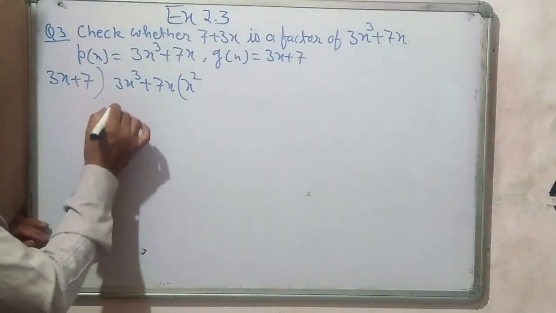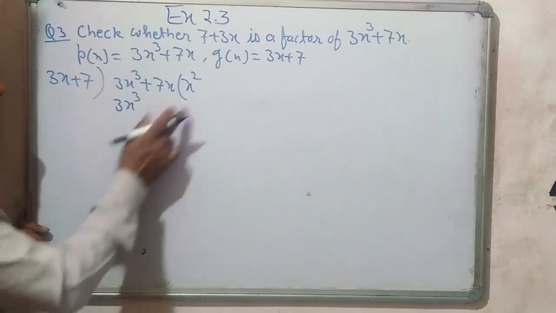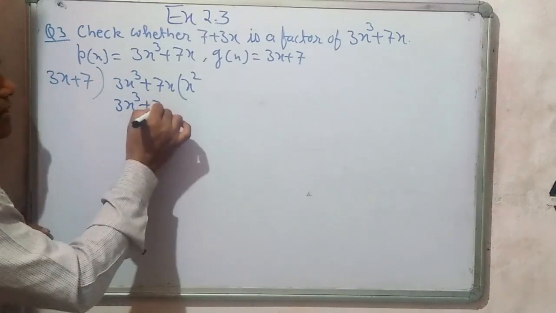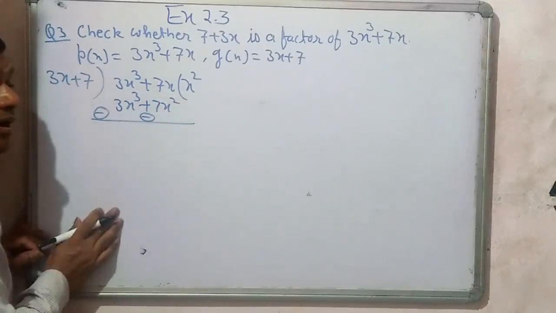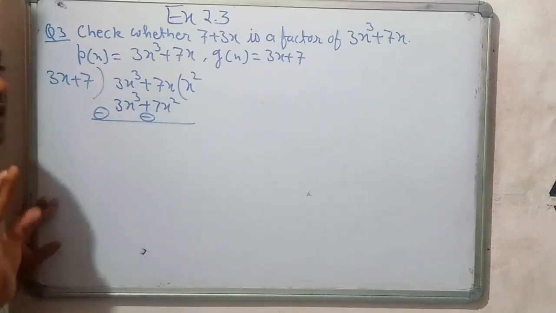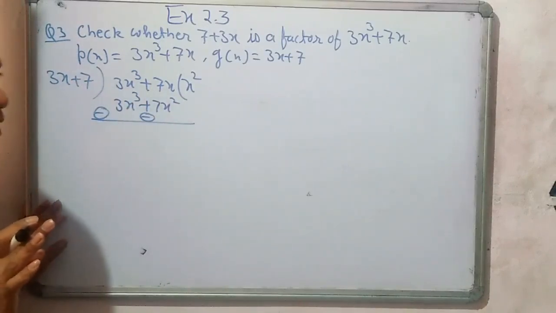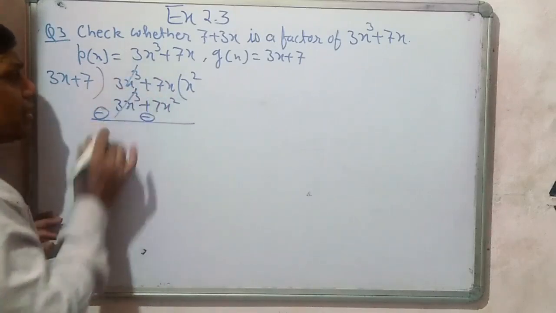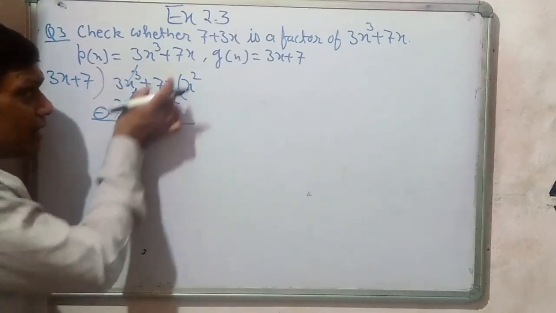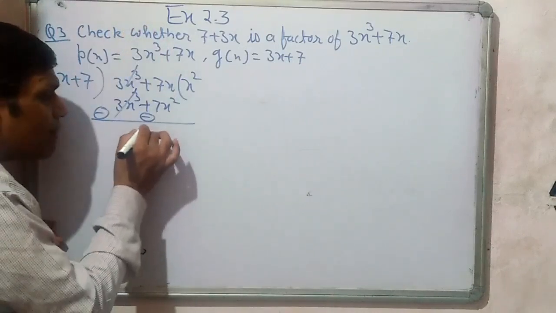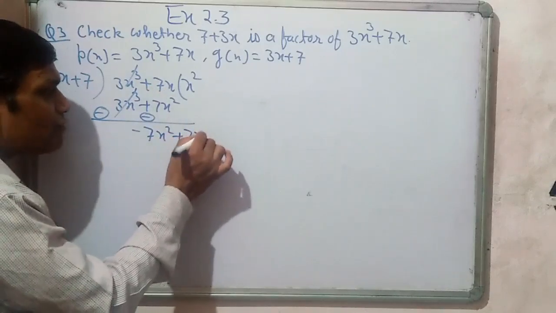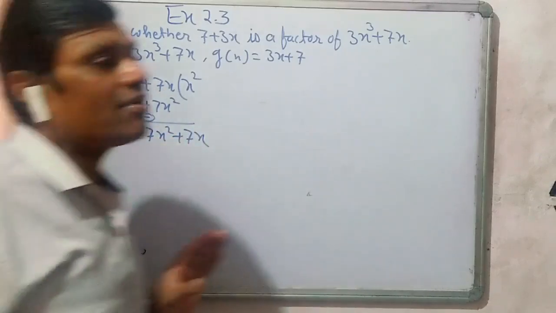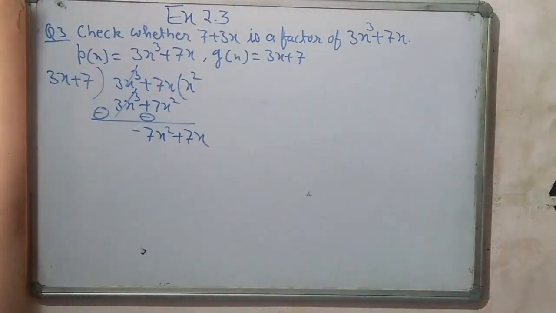So x square into 3x is 3x cube. X square into 7 is 7x square. Here comes the confusion. Sir, they are not like terms. I know they are not like terms. Right? First, let us cancel them. Write these two terms in standard form. Minus 7x square will come first, 7x will come afterwards. Why? Decreasing order of the powers of x. Right? Come to the standard procedure.